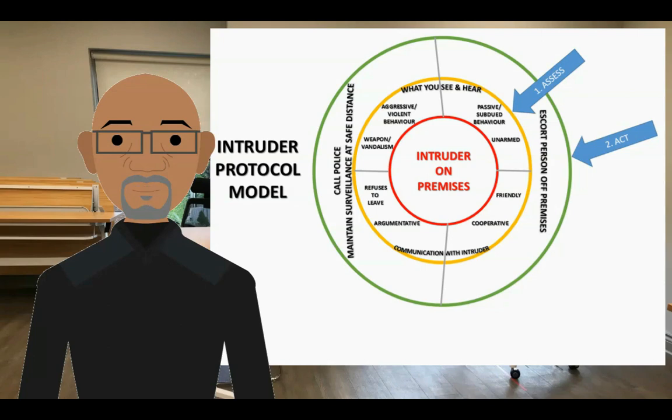It is very important to note that during the time the intruder is present, you will constantly go back to this assess step and update it as the situation progresses.